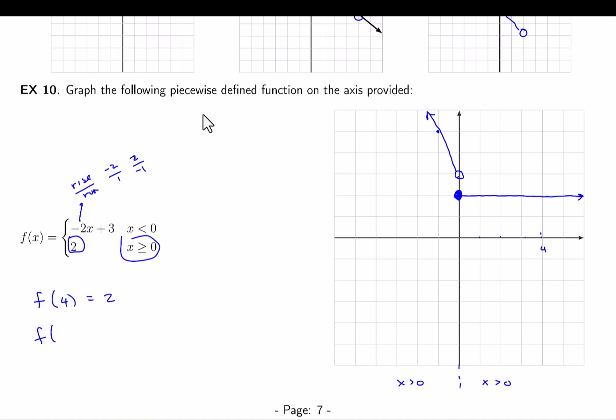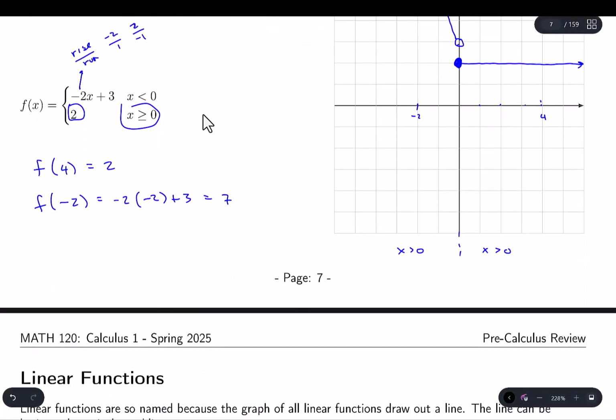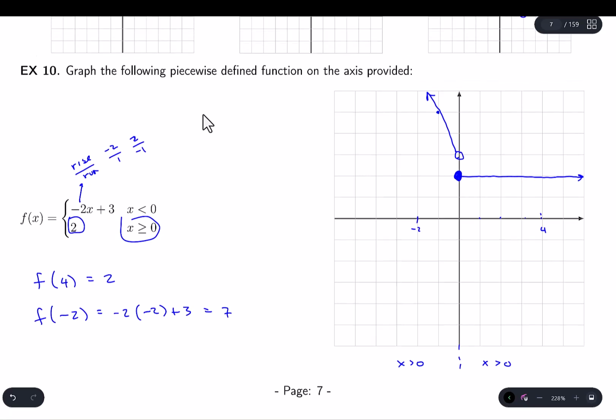Or f of, say, negative 2. Negative 2 is back here on this domain, so you would use the line negative 2x plus 3. So negative 2 times negative 2 plus 3 would be 7. All right, so you would need to be able to do those sorts of things for this particular class. Okay, but understanding how the restricted domains work is the key to starting that.